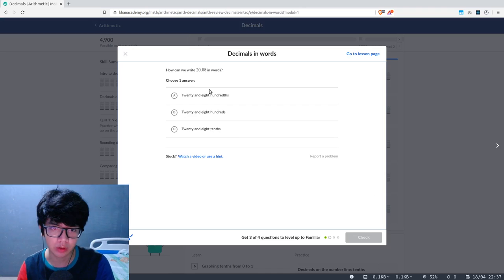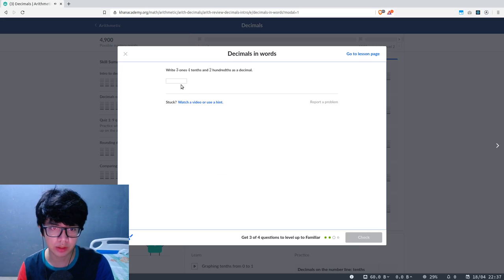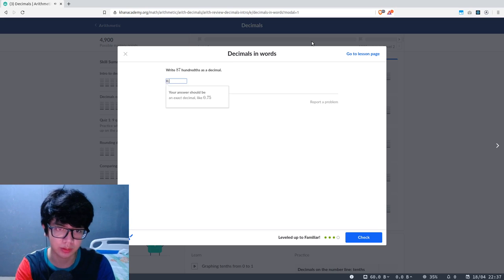How can we write in words 20 and 8 hundredths? Write 3 ones and 4 tenths and 2 hundredths as a decimal. Write 8 and 7 hundredths instead.